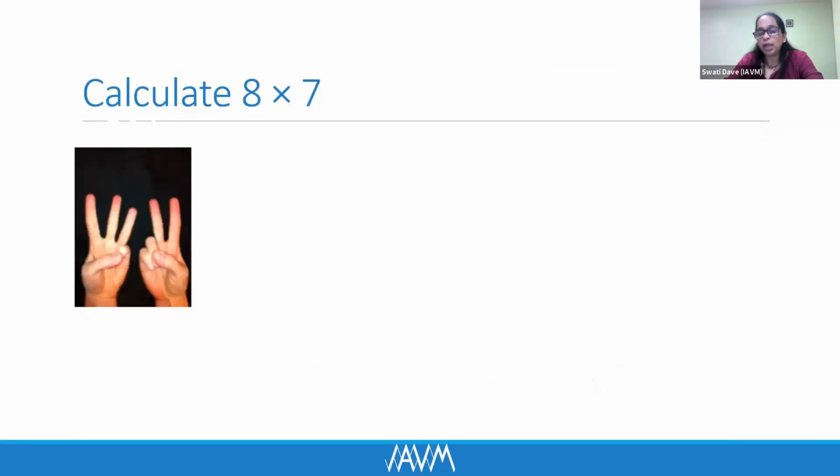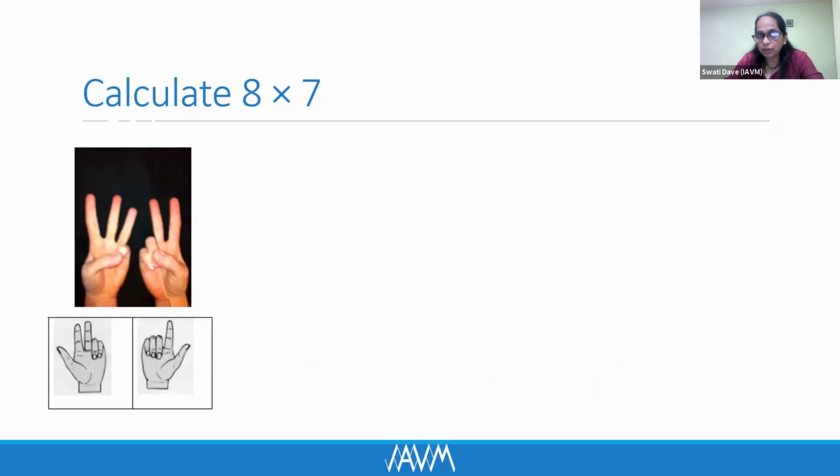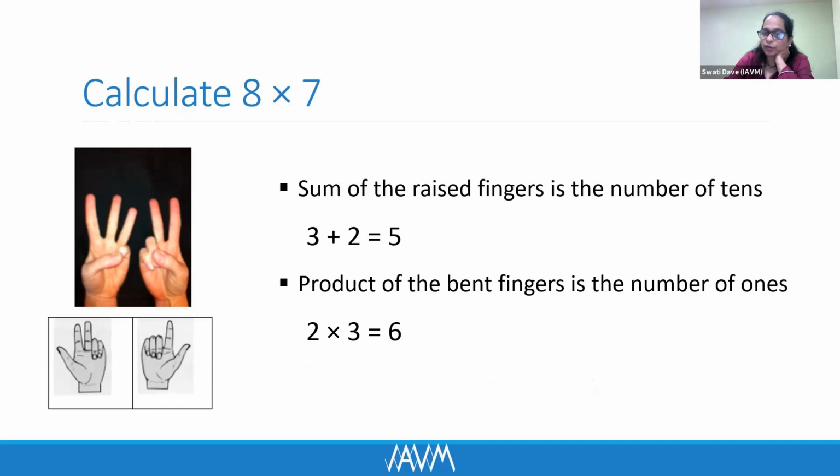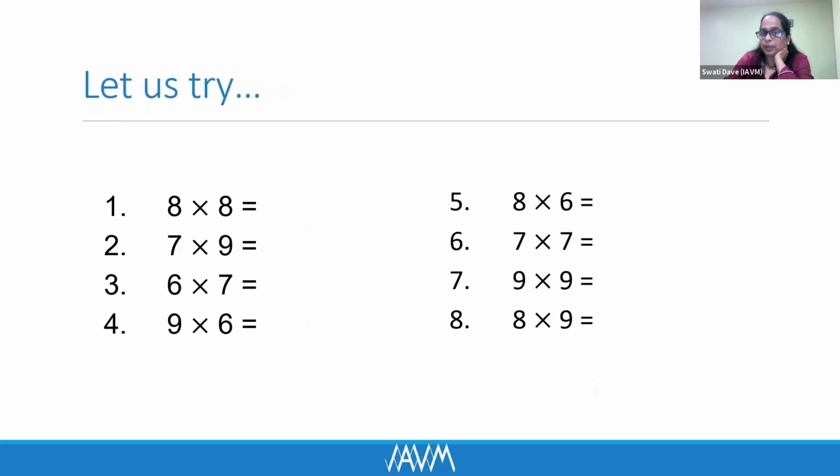And so if you have to calculate 8 times 7, the sum of the raised fingers is 3 plus 2, 5, 56. Yeah. So we can try different ones. Do you want to try, some of you? Maybe 6 times 7.